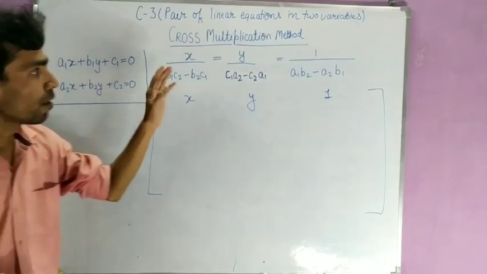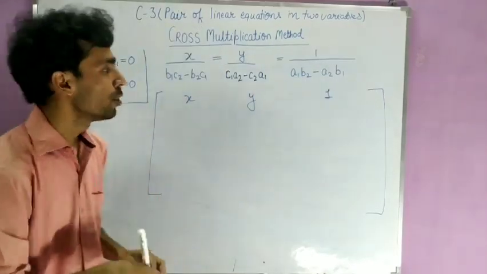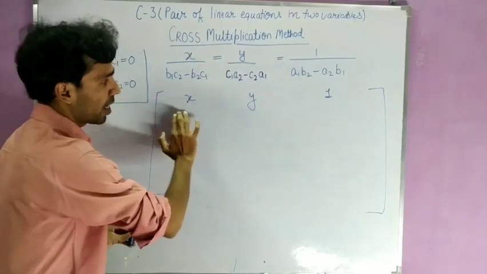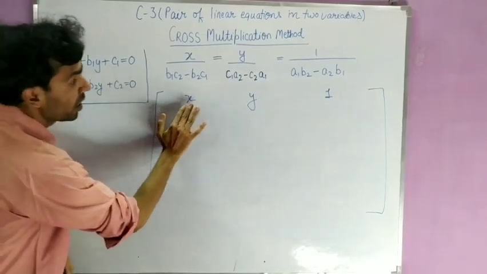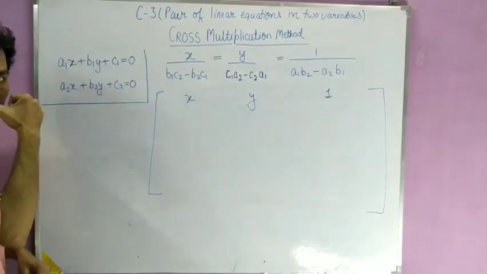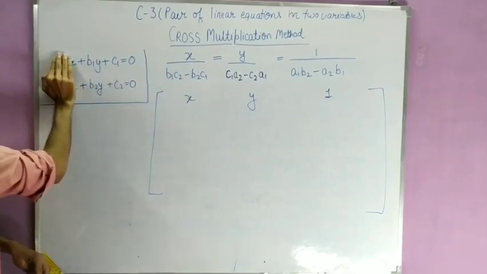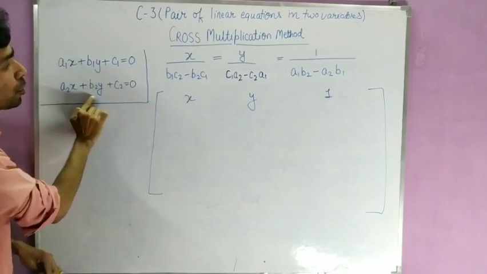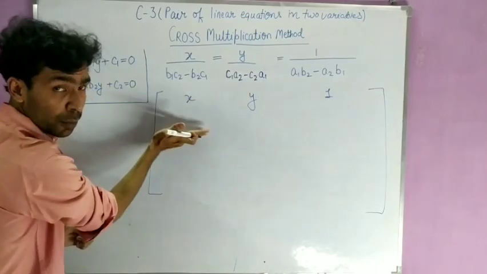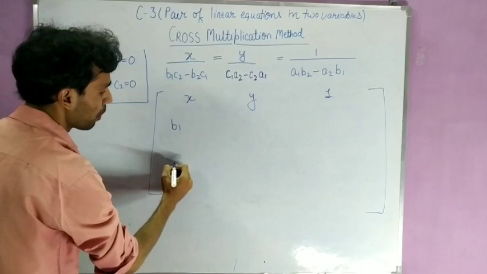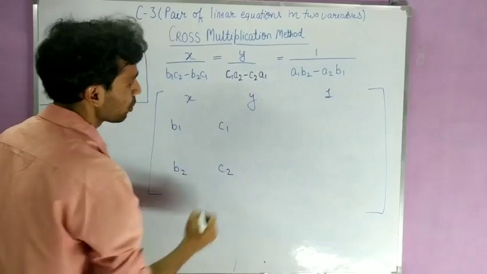Listen students, see what I have done. It is the formula and I am telling you how to memorize it. First you will write the numerator part separately: x, y and 1. And after that, you will see the coefficient of x in both the equations. The coefficients of x are a1 and a2, so you ignore that part. The coefficients left are b1, b2, c1, c2. So you will write below the x, b1, b2 like this, and c1, c2.